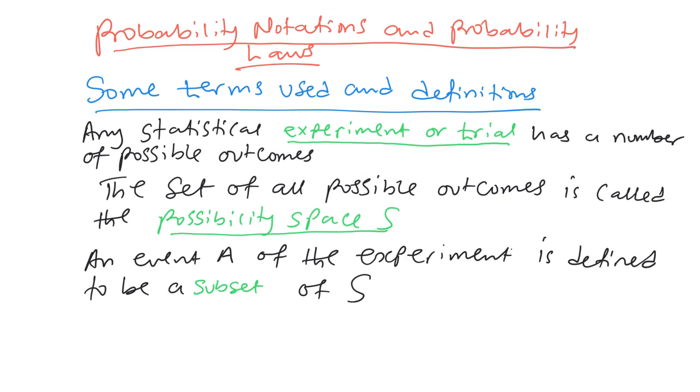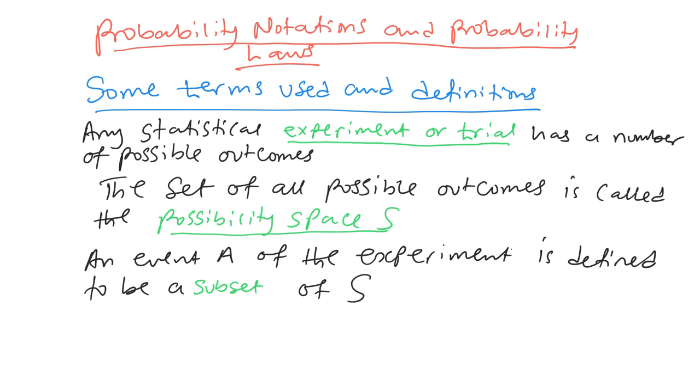The first one that is going to pop up so many times is an experiment or trial. So any statistical experiment or trial has a number of possible outcomes. The number of possible outcomes will be known. For example, when you throw a die, then the outcomes are the faces. That's the number 1, or the number 2, or the number 3, up to the number 6. Those are outcomes. And now these are 6 possibilities. That's why we are saying that it has a number of possible outcomes.